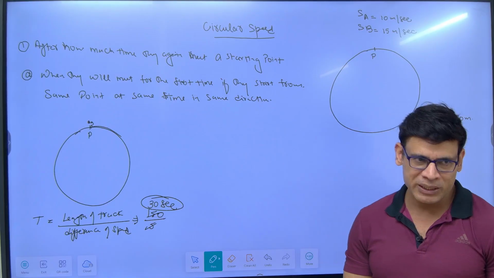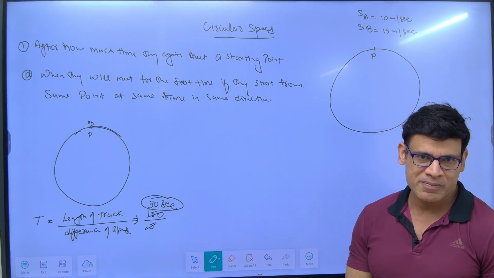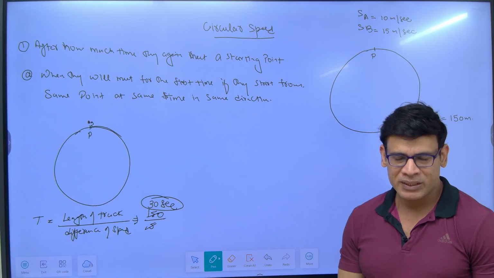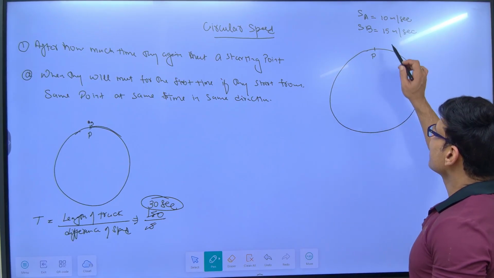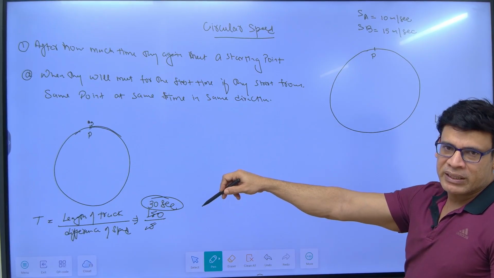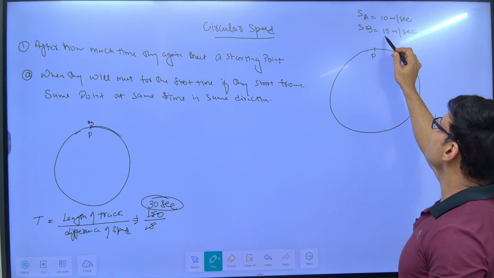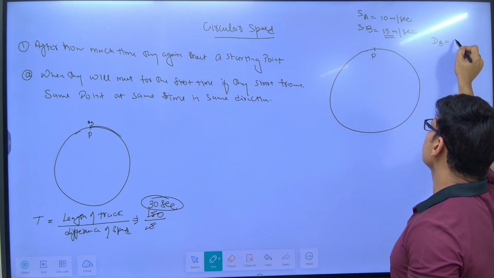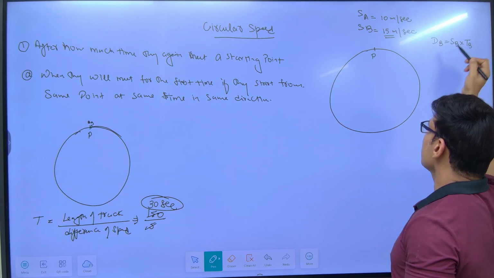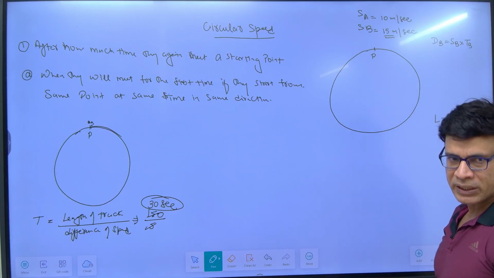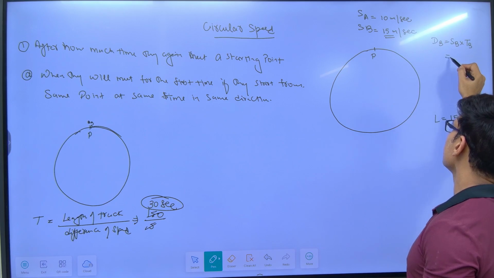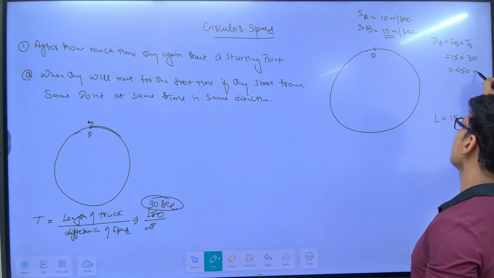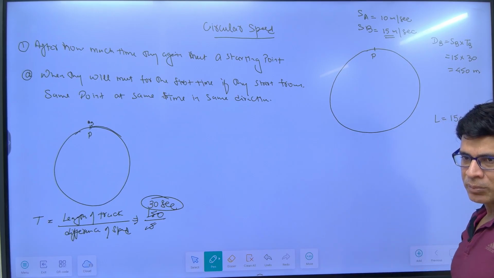That means, can we say they are meeting at the starting point only? Think about it again. When I say they are meeting for the first time after 30 seconds, in 30 seconds B would have covered how much distance? To find the distance covered by B, it is the speed of B into the time taken by B to meet A for the first time, which is 30 seconds. So what is the speed of B? 15 into 30, which is equal to 450 meter.